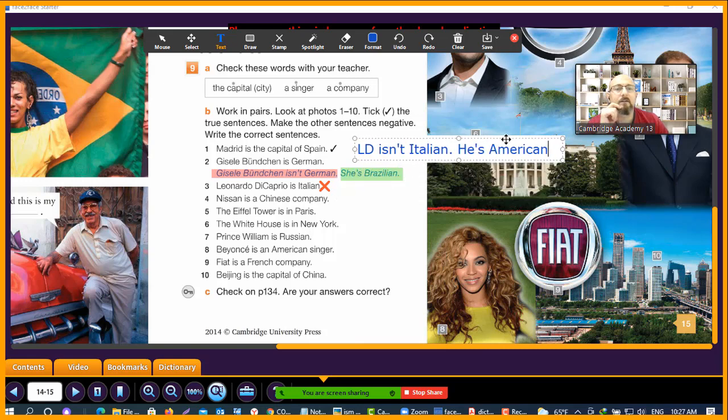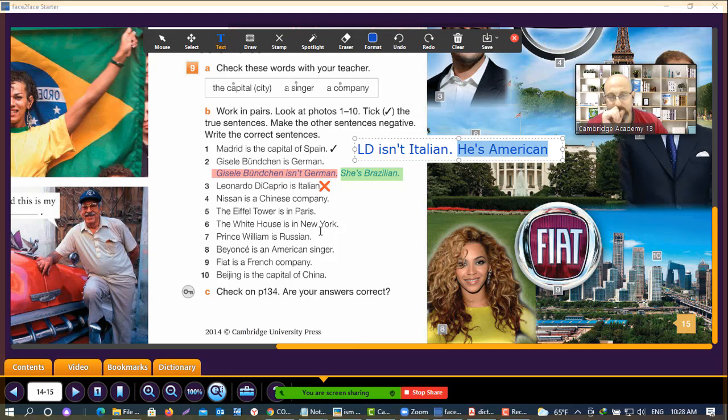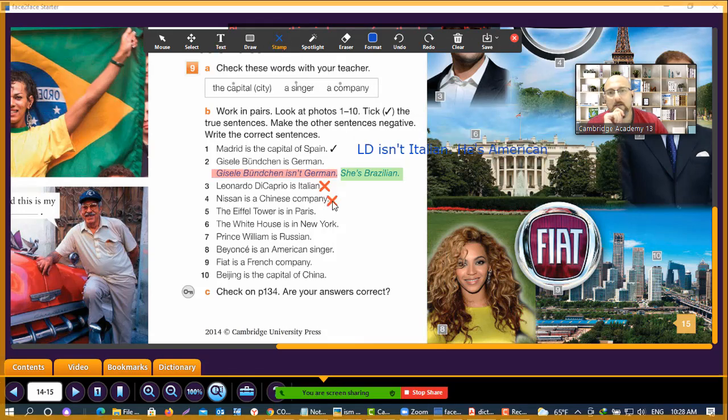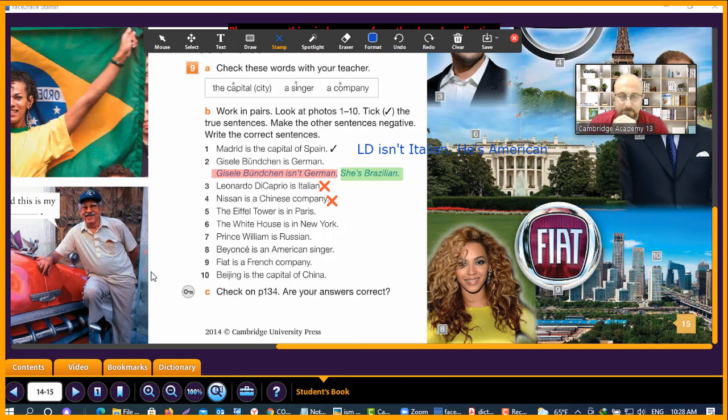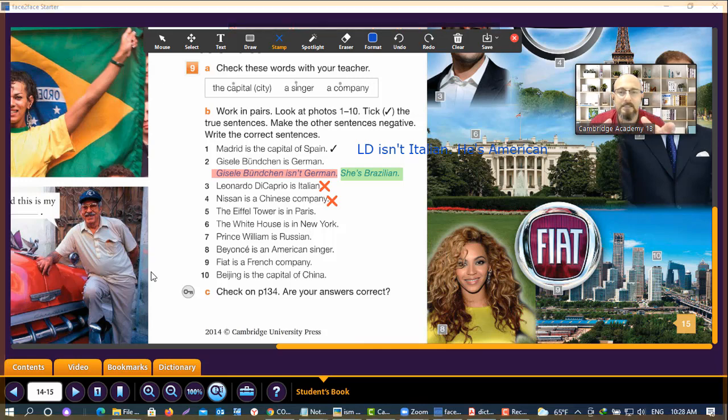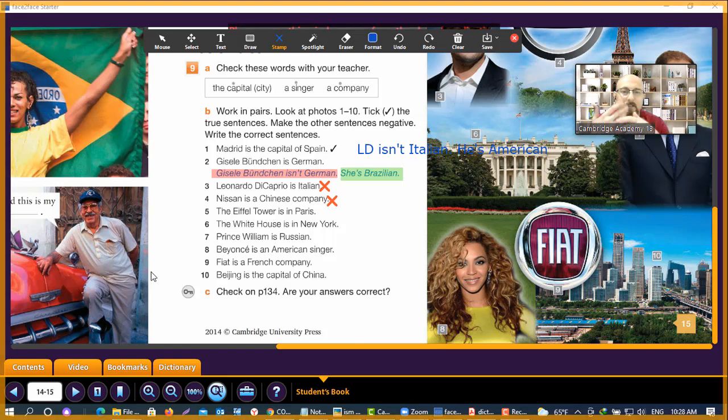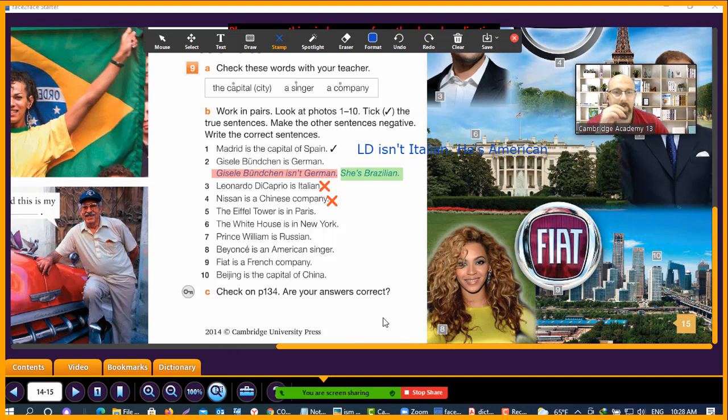So this is number one, negative. Number two, true information. Nissan is a Chinese company. True or false? False. Because Nissan is Japanese. What's the negative? Nissan isn't a Chinese company. Negative is Chinese, true is Japanese. Nissan is a Japanese company. Very good.